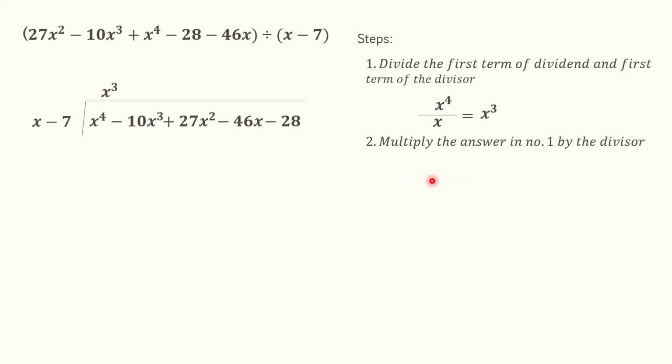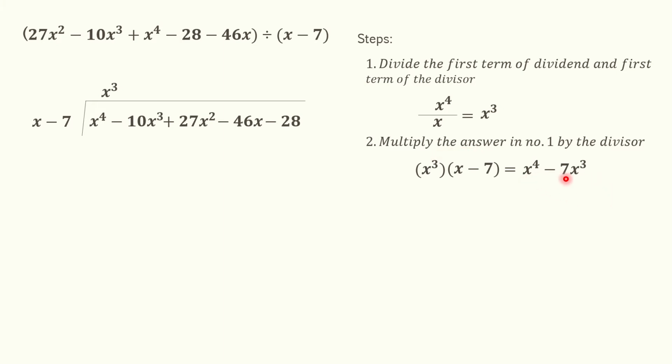The second step says to multiply the answer in number 1 by the divisor. This is step number 1; our answer, we multiply by the divisor. This is our divisor. So we will use the distributive property. x cubed times x is x to the fourth. x cubed times negative 7 is negative 7x cubed.